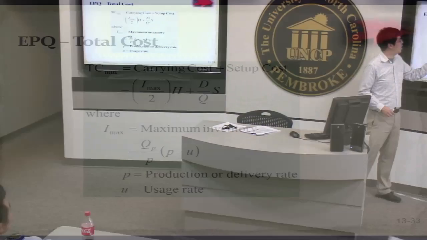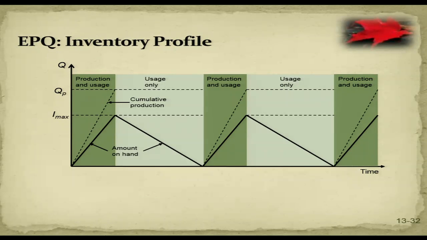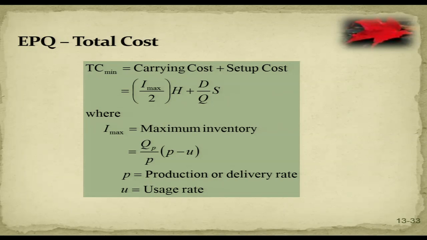Okay, we calculate this maximum inventory. The reason we calculate it is that we can't use Q directly to get the maximum inventory, because when we produce, at the same time we have the usage rate, we have demand. So Q doesn't directly determine our inventory level. This is the difference between being a manufacturer and a retailer. But we can calculate our inventory level by using all the information like QP and U. That's the way to calculate.